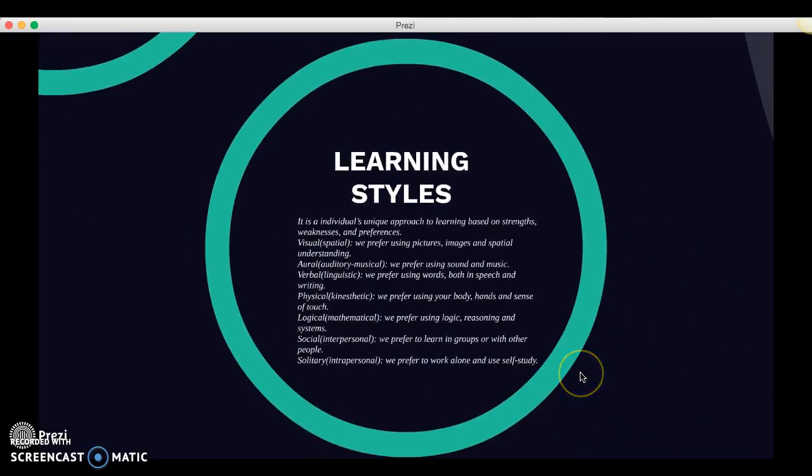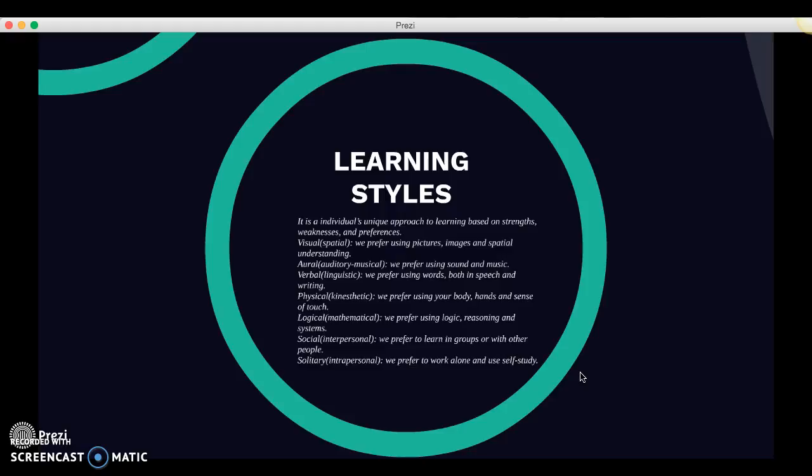Coming to the learning styles, which is one of the main parts of concept mapping. It is the individual's unique approach to learning based on strengths, weaknesses and preferences. In total there are 7 learning styles. The first one is visual, then oral, verbal, physical, logical, social and solitary.